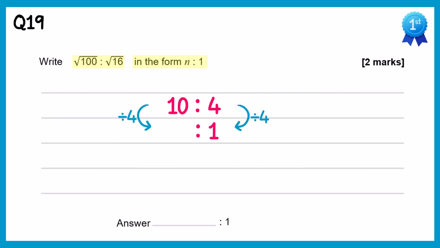To divide 10 by 4, you can half it and half it again. Half of 10 is 5, and half of 5 is 2.5. So this number must be 2.5. So the ratio is 2.5 to 1. Ordinarily, we wouldn't put decimals in ratios, but because this question asks us for the form n to 1, we're allowed to use a decimal.